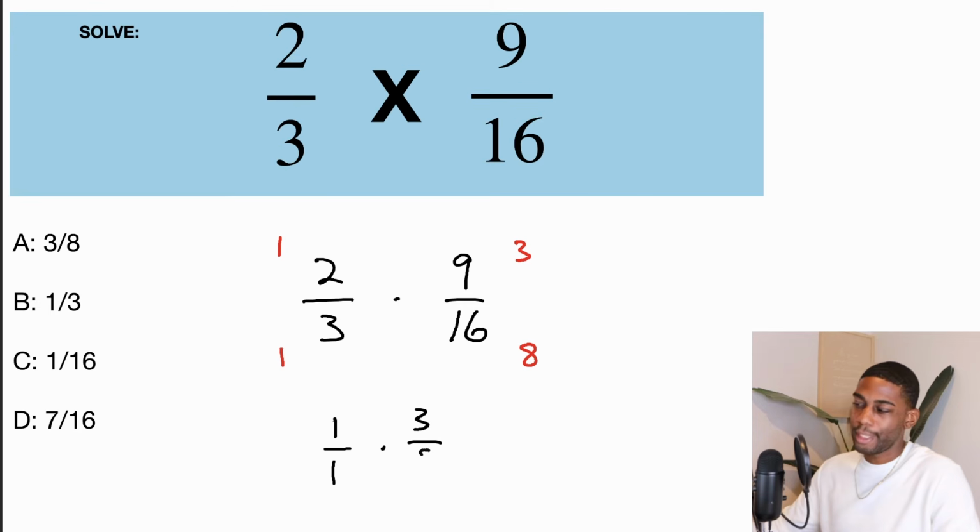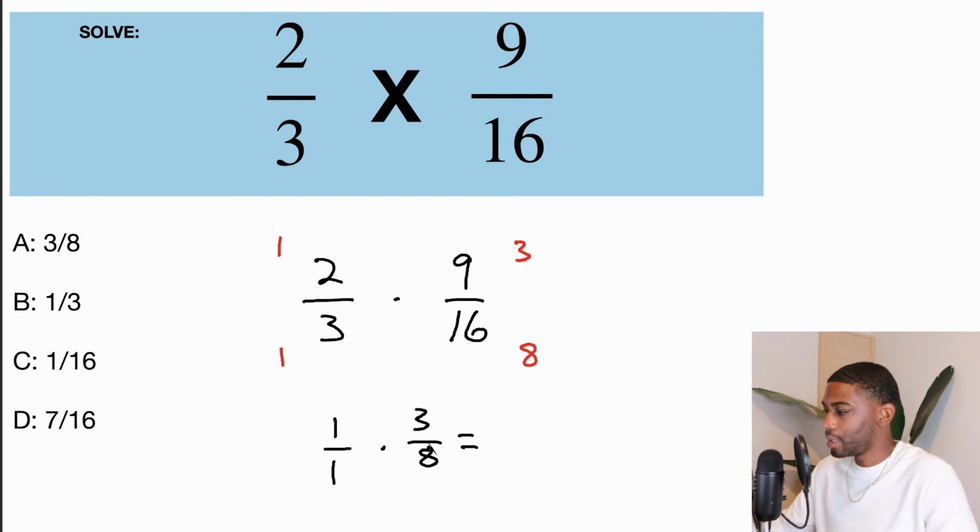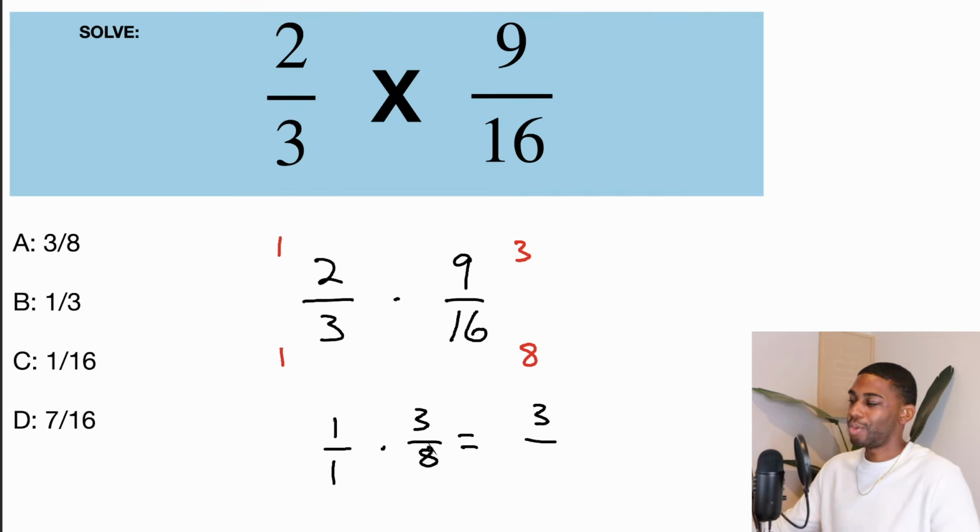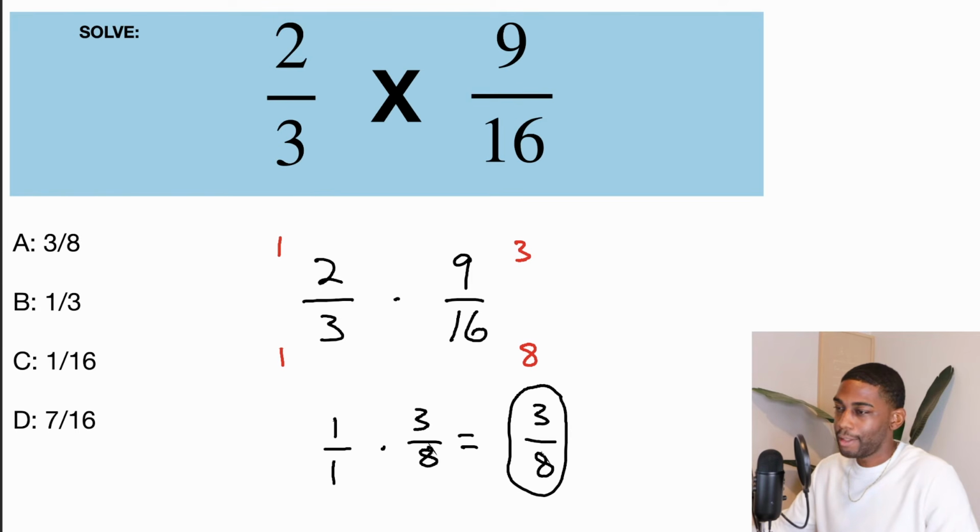Man, this is so easy. It's kind of even insulting our intelligence. 1 times 3 is 3. 1 times 8 is 8. The answer is already simplified. 3/8 is the right answer. A is the right answer. And look how quick, look how smooth, look how easy that just worked out.